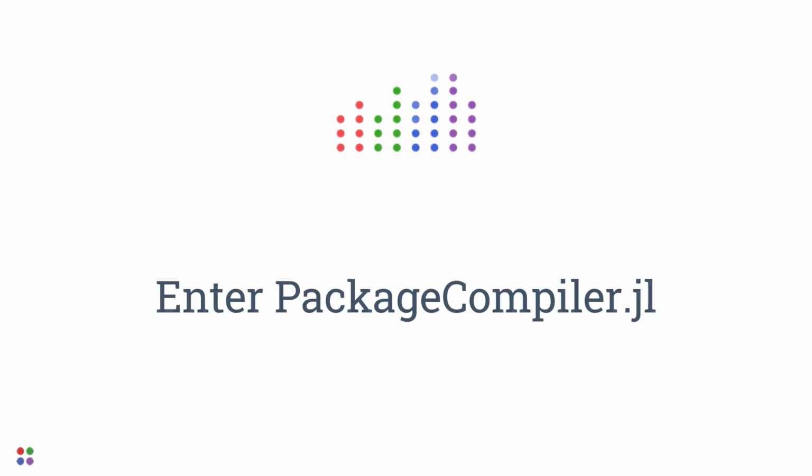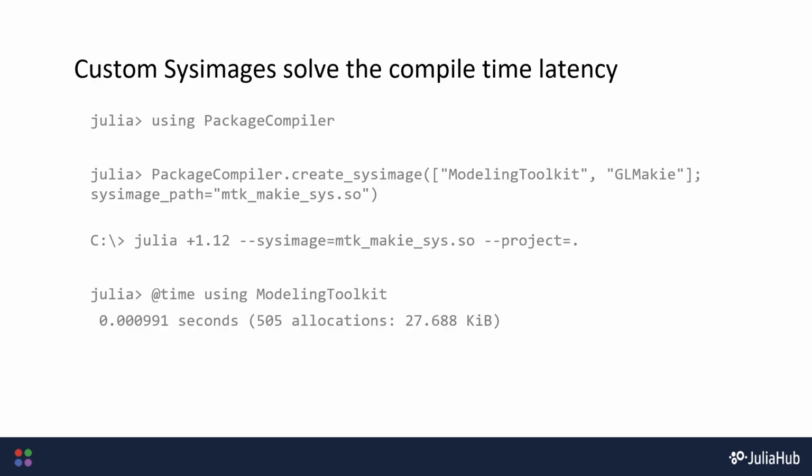And to build sysimages, there's a tool called PackageCompiler.jl, which does that for you essentially. That's all that it does. So it's a Julia package, you install it, you say using PackageCompiler, and then it has a function called create_sysimage, right? So here I'm creating a sysimage with ModelingToolkit and JLMaki, which are two of the Julia packages which probably have the longest compile times.